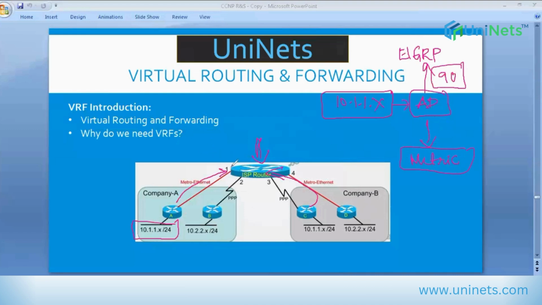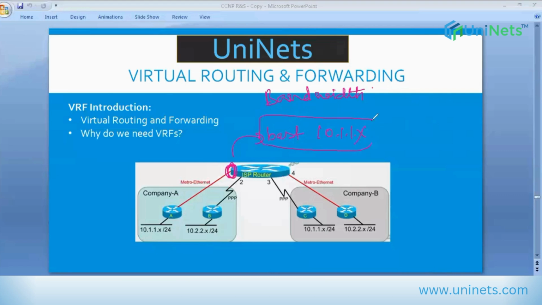According to metric, Metro Ethernet will have a better metric because it is an Ethernet interface, and from C to D it is point to point. According to EIGRP, whoever has the better bandwidth, their cost will be low and their route will be installed. So here Metro Ethernet, this interface, will be made best for the 10.1.1.x network. Right. Okay.